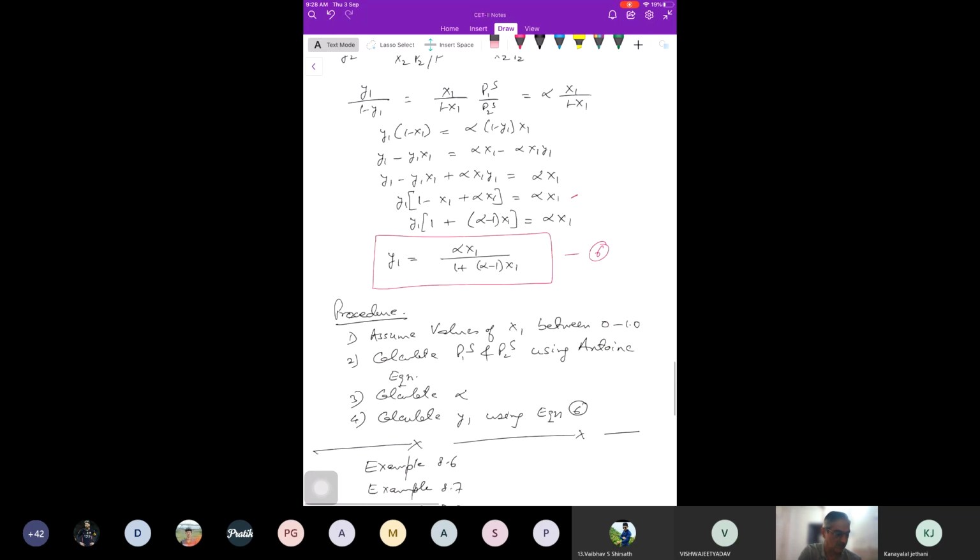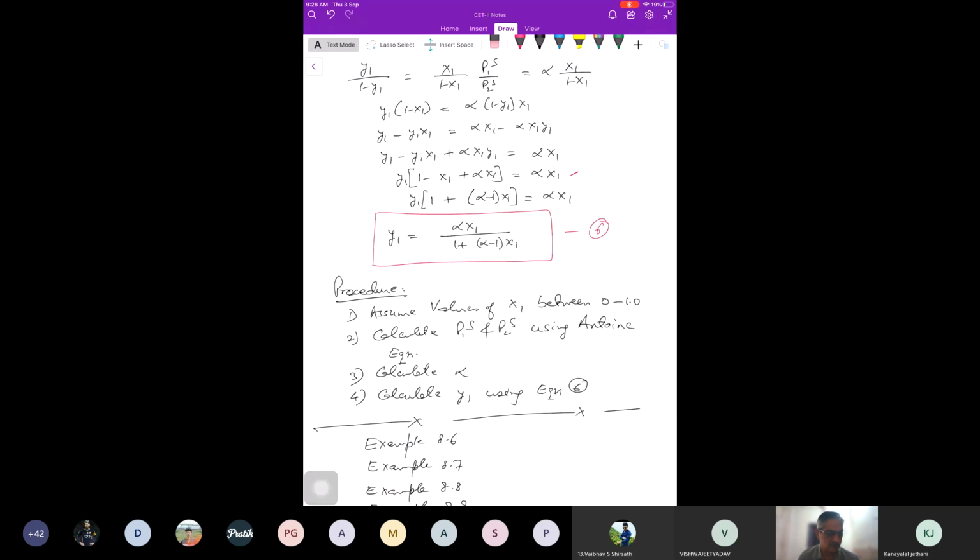So once you get this equation, you can assume values of x1 between 0 to 1, again 0, 0.1, 0.2, etc., 10, 11 points. Calculate P1s and P2s using the Antoine equation for a given temperature, because the XY diagram is for a given temperature, right? And then once you get P1s, P2s, we can calculate alpha, and then use equation 6 to calculate y1, because we know x1, we know alpha, we can calculate y1. Then you can plot y1 versus x1, the equilibrium diagram.